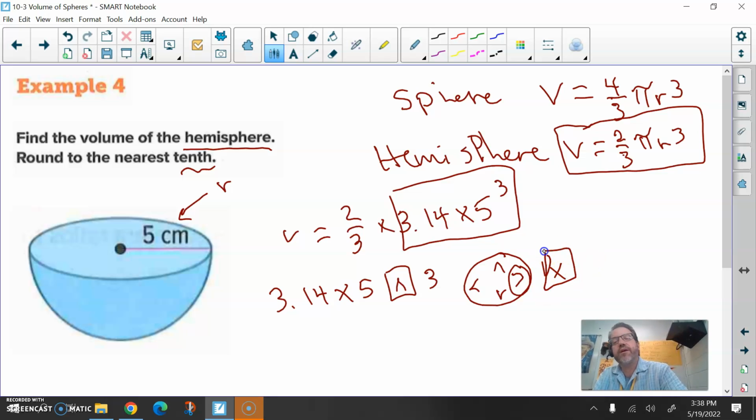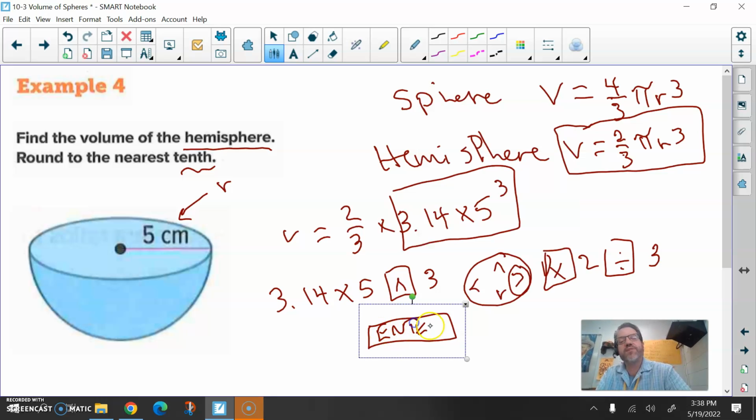Multiply by 2, and then divide by 3, because you always multiply by the top number and then divide by the bottom number in your fraction. And then you can click enter and see what you get for an answer. Pause the video, give it a try, see what you get for an answer.